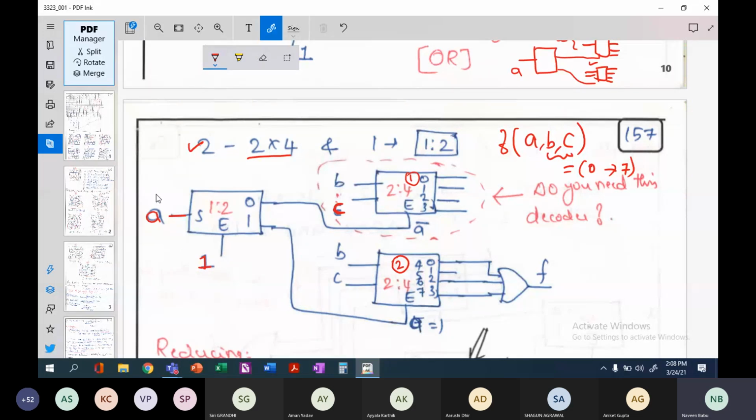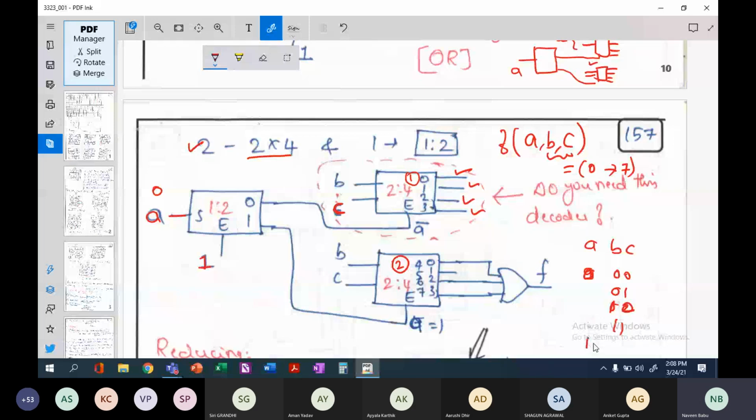Whenever A is 0, this first decoder will be selected, which means that for A, B and C, whenever A is 0, BC can take values 0, 0. If it is 0, 0, then this output is selected. 0, 1, this output is selected. 1, 0, this output, and 1, 1, this output is selected.